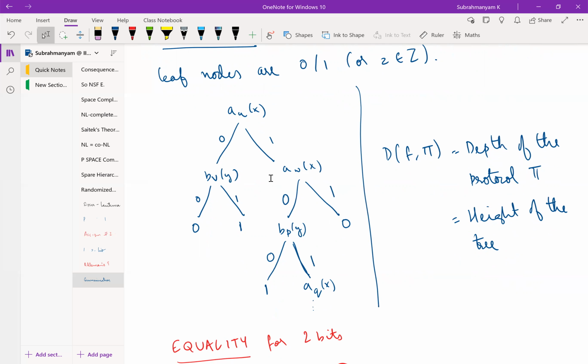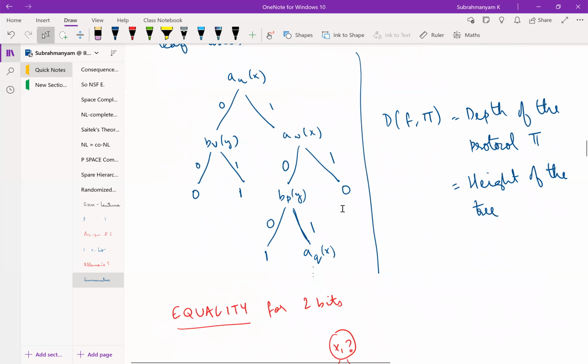We'll give an example. The depth of the protocol pi is the height of this tree. That is the maximum number of bits that is communicated. When you draw it like a binary tree, it is the height of the tree. That is the cost of the protocol, the path of the longest depth from the root to a leaf. And what we are interested in for a specific function is to find the tree of the lowest height. That is the min that was outside, and the max that is inside corresponds to the depth, the longest path from root to leaf.